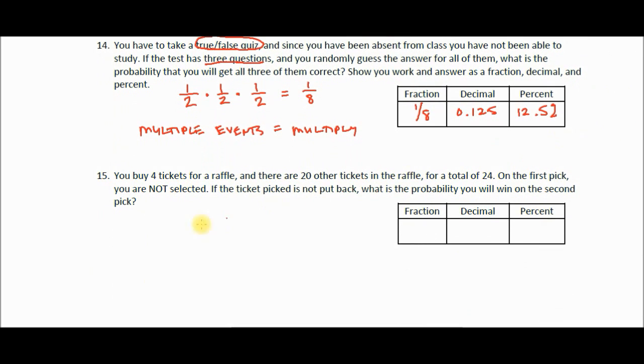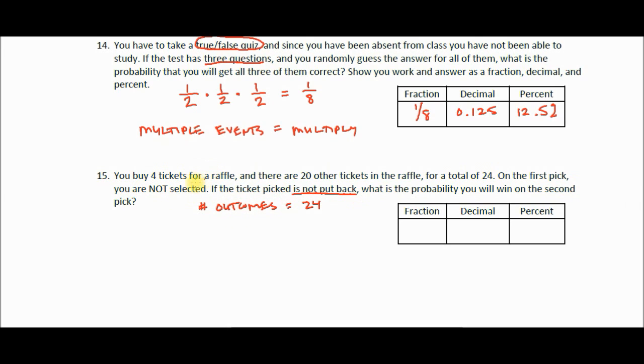All right, number 15. You buy 4 tickets for a raffle, and there are 20 other tickets in the raffle for a total of 24. So I can write down right now, I already know class, the number of outcomes equals 24. On the first pick, you are not selected. So the first pick, you don't win. If the ticket picked is not put back, now we have dependent events, not put back in the bin or the bag, or whatever they're picking from. What's the probability you will win on the second pick?